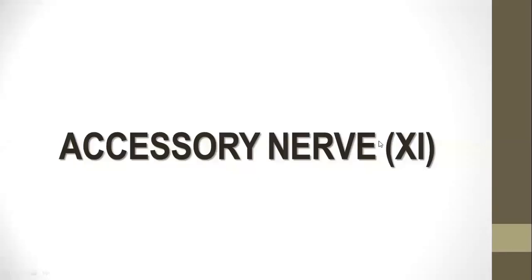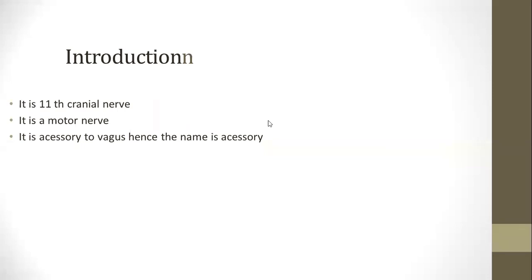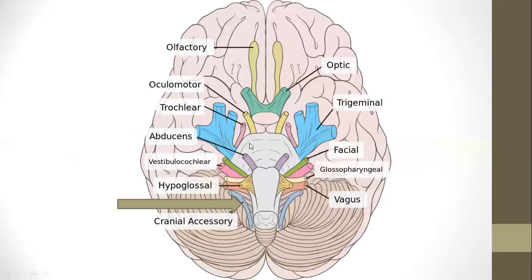Good morning, students. Today we will discuss the accessory nerve. The accessory nerve is the 11th cranial nerve, a motor nerve, and it is accessory to the vagus. So the name is accessory. This is the inferior view of the brain, and you can see this is the vagus nerve. Just below the vagus nerve, that is the accessory nerve.